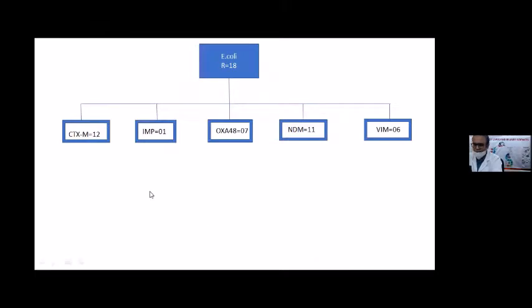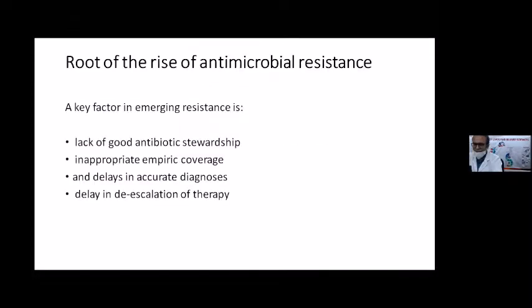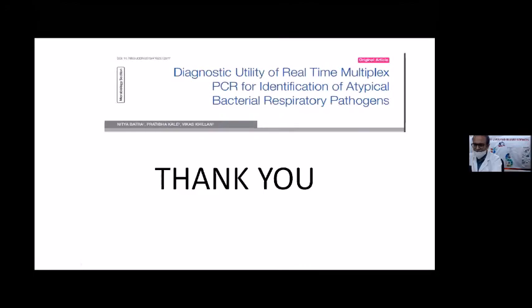So we have to see the report and then take a call on what drug has to be used. De-escalation is very, very important. The root of the rise in antimicrobial resistance is basically lack of antibiotic stewardship: inappropriate empiric antibiotic coverage, delay in accurate diagnosis, and finally delay in de-escalation. This is the most important point. Once we start empiric therapy and get a sensitivity report, we look at the MIC and the GeneXpert report. Depending on that, we should de-escalate the antibiotic. Thank you so much.